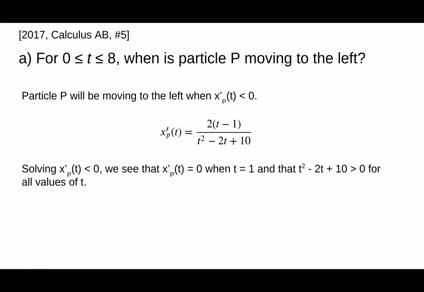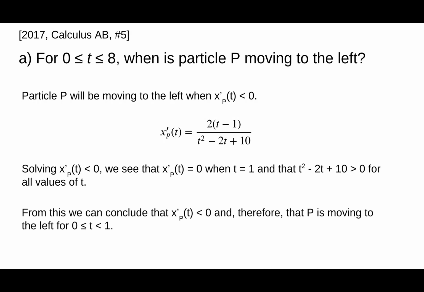All right, so solving x prime P of t is less than 0, we can see that x prime P of t is equal to 0 when t is equal to 1, and that t squared minus 2t plus 10 is greater than 0 for all values of t. From this, we conclude that x prime P of t will be less than 0, and therefore particle P will be moving to the left whenever t is between 0 and 1.